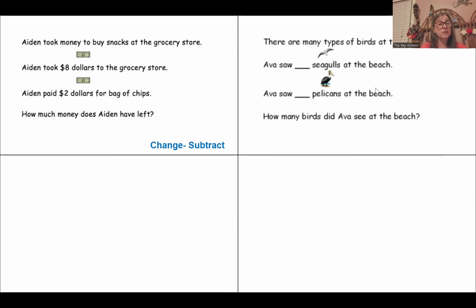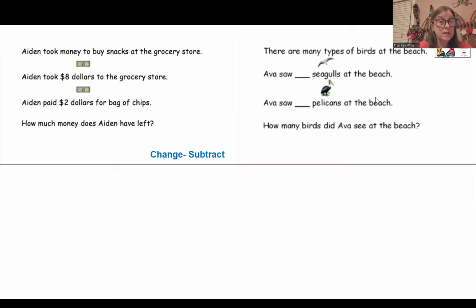All right, this one doesn't have numbers to it, but I want you to see that even without the numbers, you can determine what type of word problem this is just by looking at the structure of it. And then again, there can be clues with phrases or wording that is in it. So this one is, there are many types of birds at the beach. Ava saw a number of seagulls at the beach. Ava saw a number of pelicans at the beach. How many birds did Ava see at the beach?